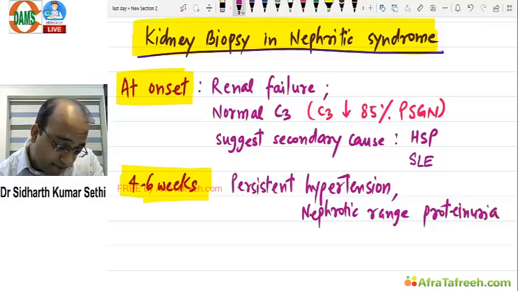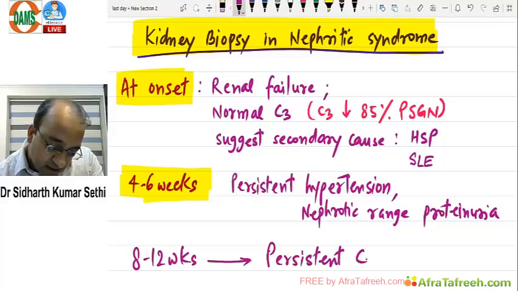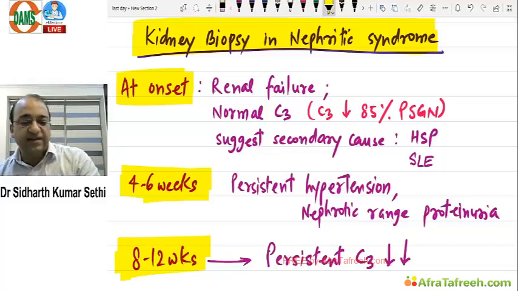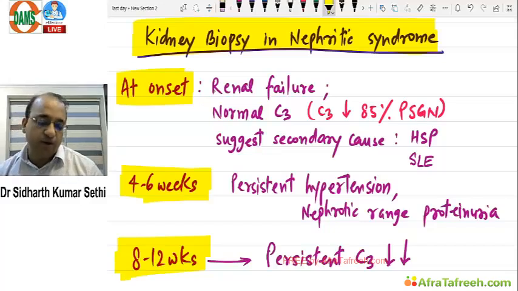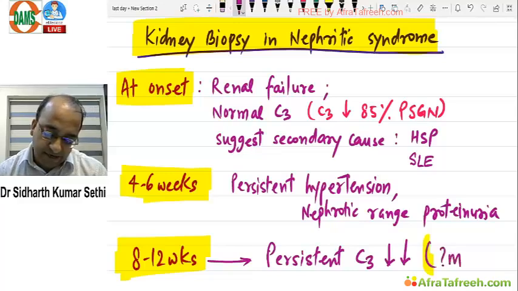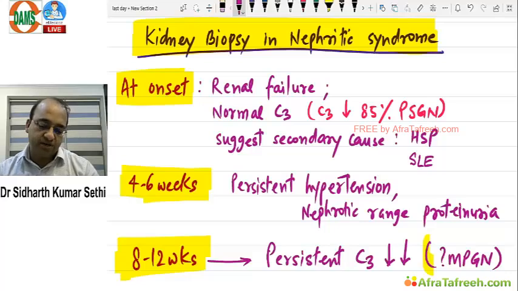And what if even at 8 to 12 weeks C3 is persistently low? I told you C3 normally comes back to normal. But if even after 8 to 12 weeks of the illness C3 is persistently low, I will do a kidney biopsy to find the cause, because this can be a condition called MPGN, which is very rare but sometimes seen in children. It's called membranoproliferative glomerulonephritis.